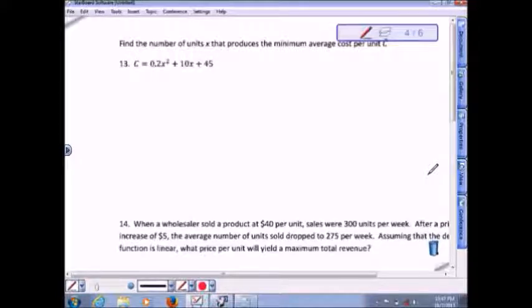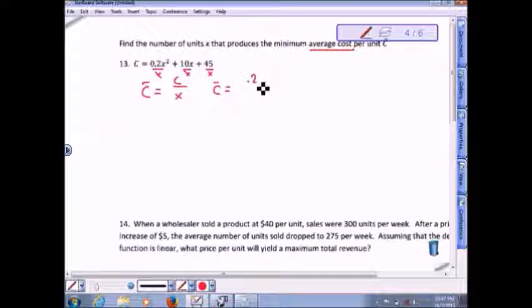Okay, question 13. Find the number of units x that produces the minimum. So right here, this means we're going to be optimizing using a derivative somewhere, using the first derivative test. But what we're minimizing is the average cost. We've been given a cost function. The average cost, c bar, is equal to c over x. So c bar is equal to this whole expression divided by x, but it's going to make the derivative easier to divide every term separately by x.